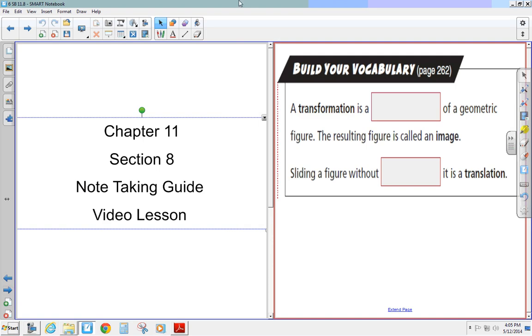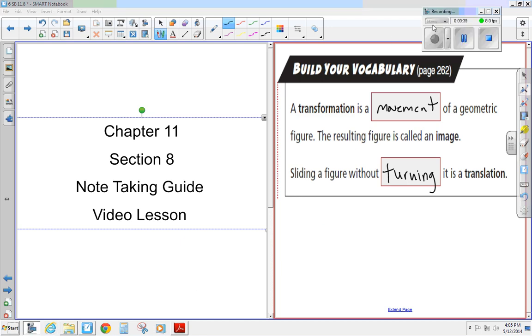To begin with, a transformation is a movement of a geometric figure. The resulting figure is an image. Sliding a figure without turning is called a translation. So a transformation is a movement of a geometric figure, and sliding a figure without turning it is a translation.